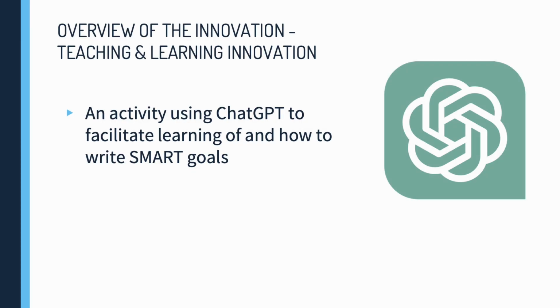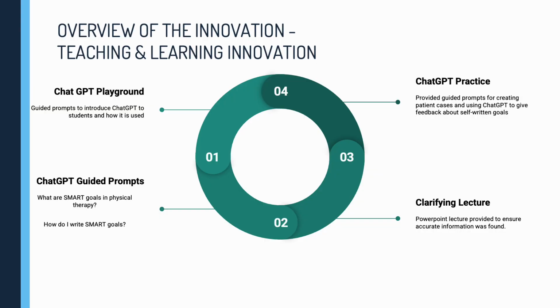For this learning activity, I had students use ChatGPT to help teach them the components of SMART goals and then how to write them accurately using real-time feedback. The activity had 4 separate parts: playground, guided prompts, clarifying lecture, and practice. This learning activity was delivered via Qualtrics as a survey with instructions to interact with ChatGPT in another window.